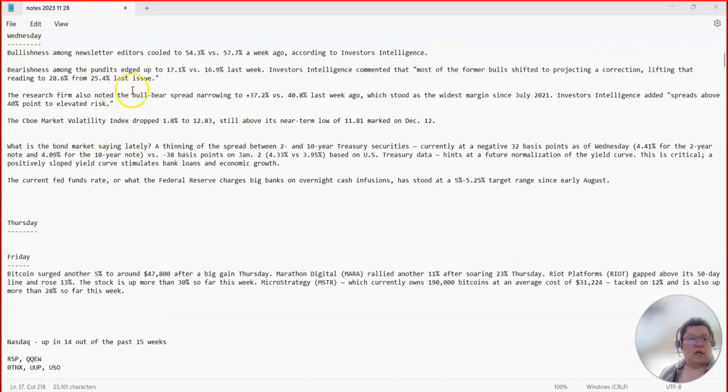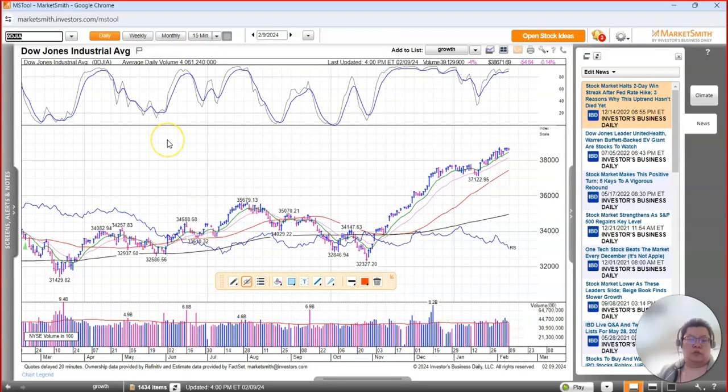On the AAII sentiment, this is the bullish newsletter one. The spread was around 37% versus 40% last week, which is the widest margin since July 21st. A spread above 40% points to elevated risk. And the other thing that is very noticeable is the wicks. So let's jump to the wicks chart.